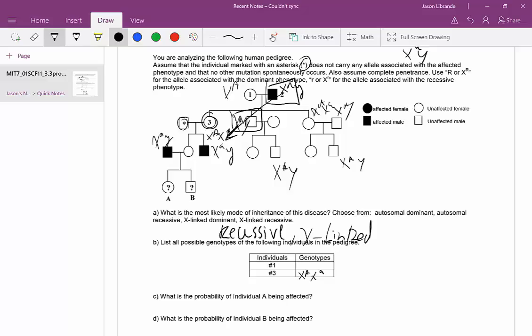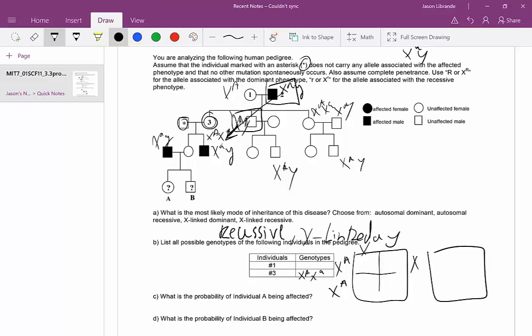So for that, I would do 2 Punnett squares. So let's put the father at the top and the mother at the side. So we're going to do 2 Punnett squares. One assuming she's homozygous dominant, and another assuming she is heterozygous. And we're going to see what the offspring would look like for that.